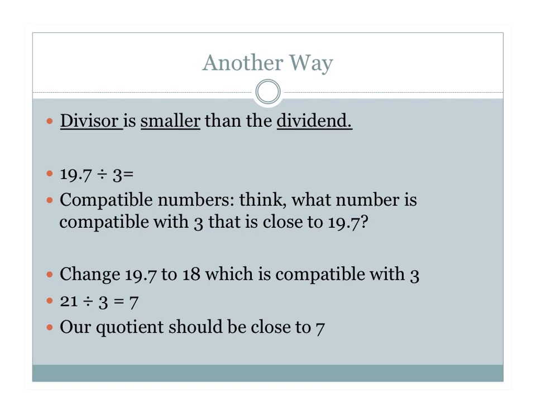Well, one thing you could do is change 19 and 7/10 to 18, which is compatible with 3. If you do that, 18 divided by 3 is 6. Some of you might have also thought, well, a number that's compatible with 3 that's close to 19 and 7/10 is 21. 21 divided by 3 is 7. We have to think now, which of these estimates is closest to our original number of 19 and 7/10? Well, 21 is closer to 19 and 7/10 than 18 is. So our quotient should be close to 7, and 7 is our better estimate.